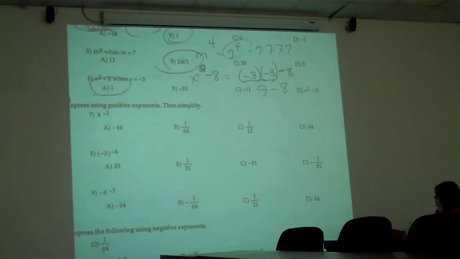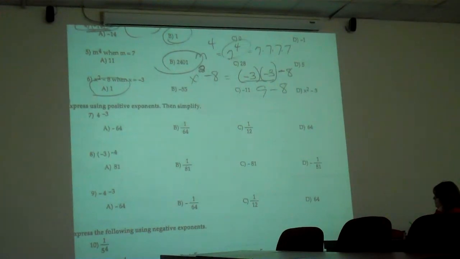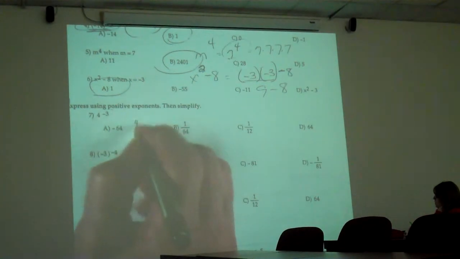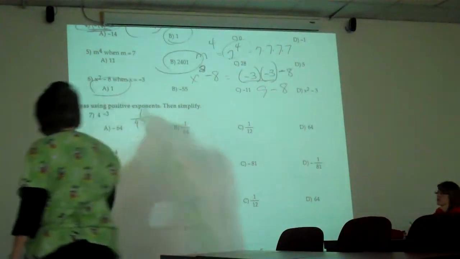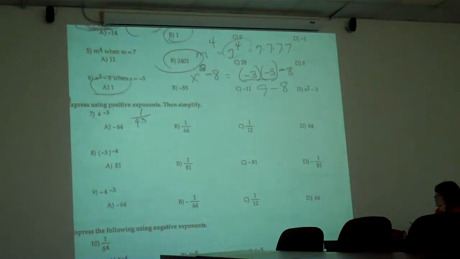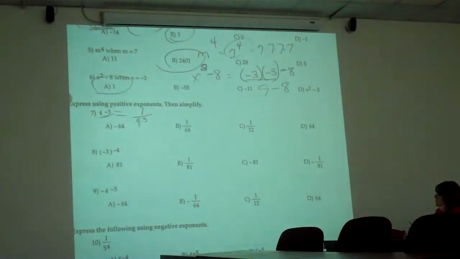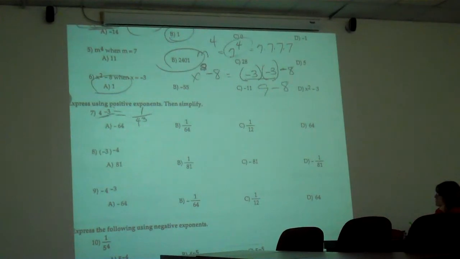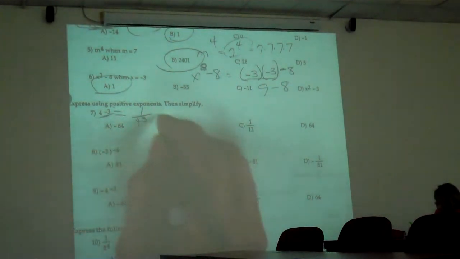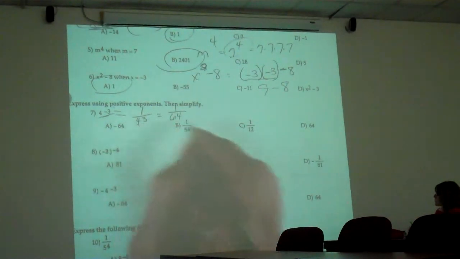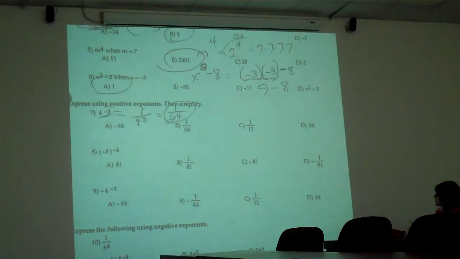4 to the negative 3. Okay, if the exponent's negative, you need to put this on bottom. So it'd be 1 over 4 to the 3rd. 4 to the negative 3rd is 1 over 4 to the 3rd power. Okay, go ahead and multiply 4 times 4 times 4. 64. So 4 times 4 times 4 is 64. So your answer is 1 over 64.